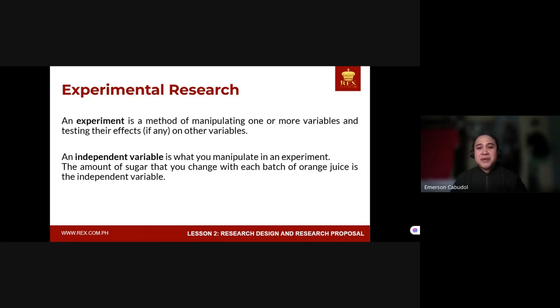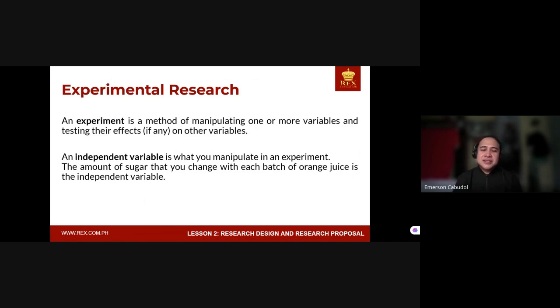Experiment is a research method where one or more variables, independent, are manipulated to see their effect on another variable, dependent, allowing for cause and effect conclusions. So let's take a look at the variables. First, the independent variable. This is the variable that is intentionally changed or manipulated by the researcher.